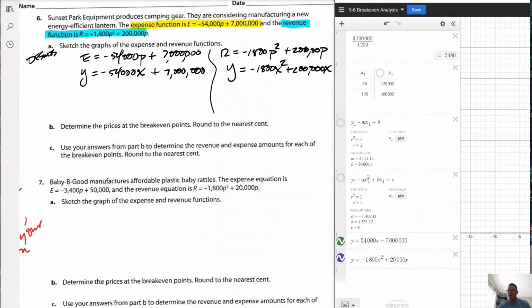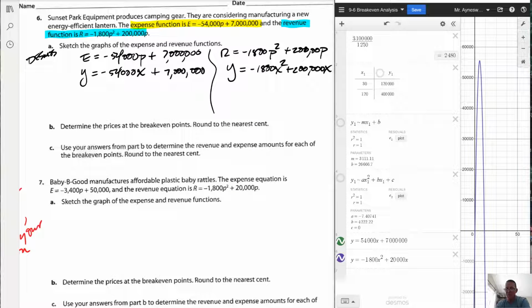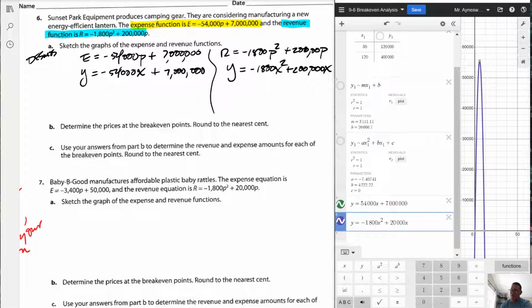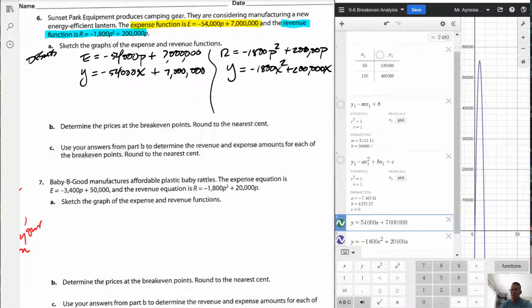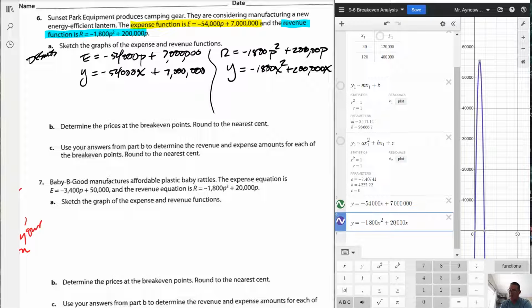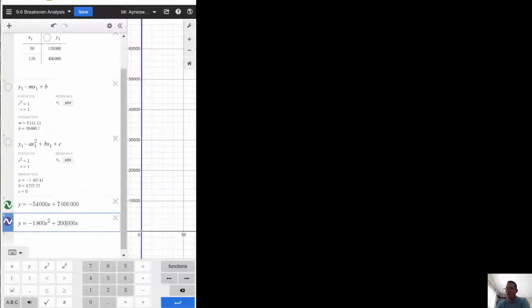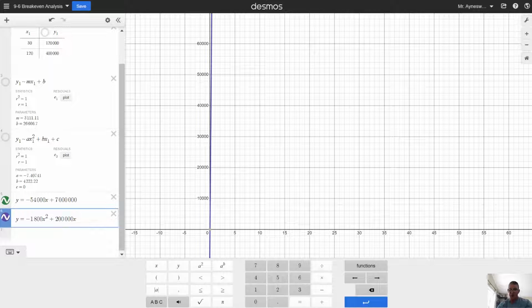And then let me check to make sure I enter the function in correctly here. So negative 54,000 x plus 7 million. That looks, ooh, got to put negative 54,000, okay? Not positive 54,000, negative 54,000. See, always check your work here. All right, and then the other one is negative 1800 x squared plus 200,000 x. Oh, shoot, look at that. I didn't even put that in here. So once again, you got to check your equations like I just did there.